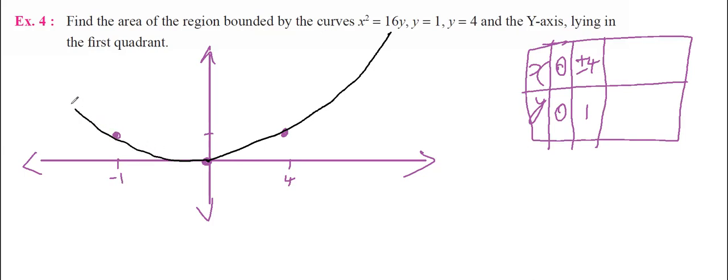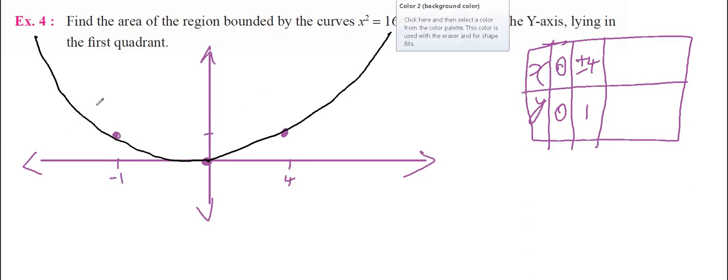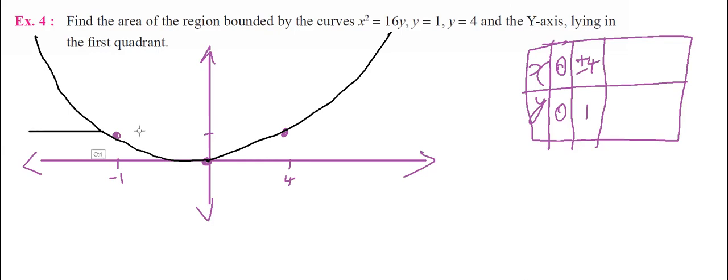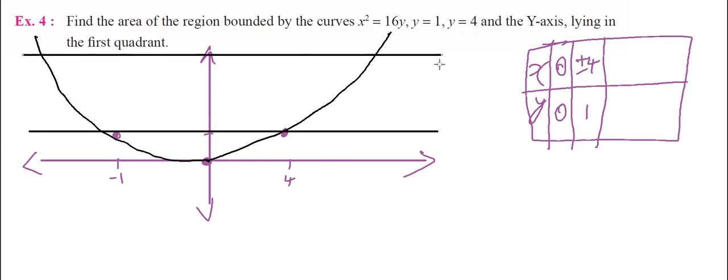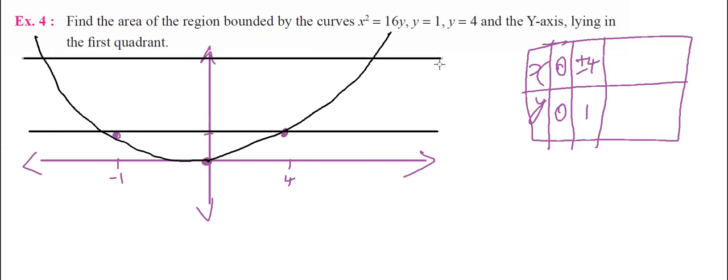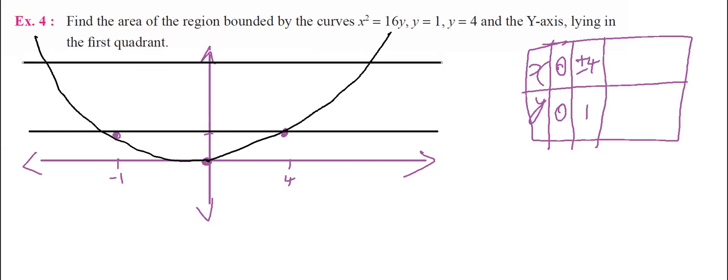Okay, this is how my curve is going to look. Then y is equal to 1. What is y is equal to 1? This particular line is your y is equal to 1. Then y is equal to 4. You can assume this as your y is equal to 4. So these are the two lines. Here this is 1, and here this is 4.